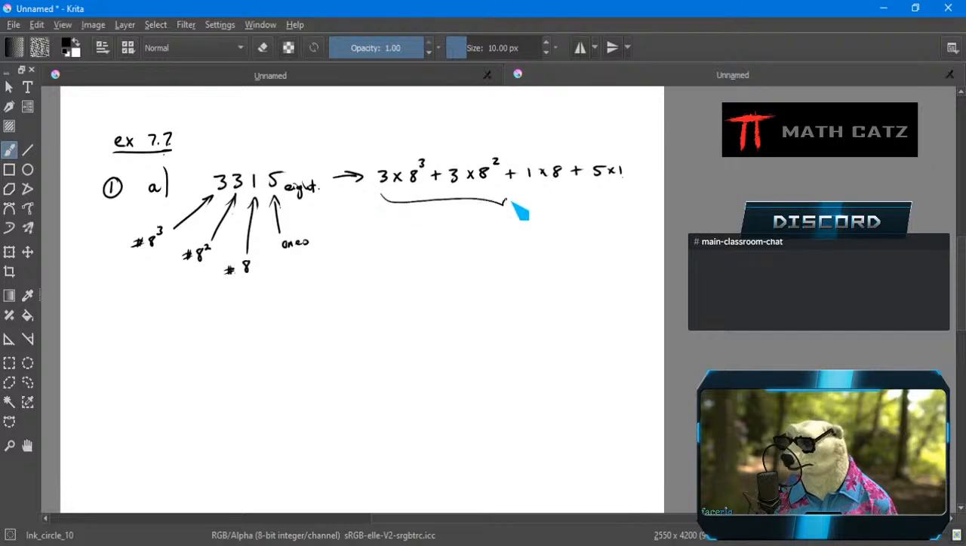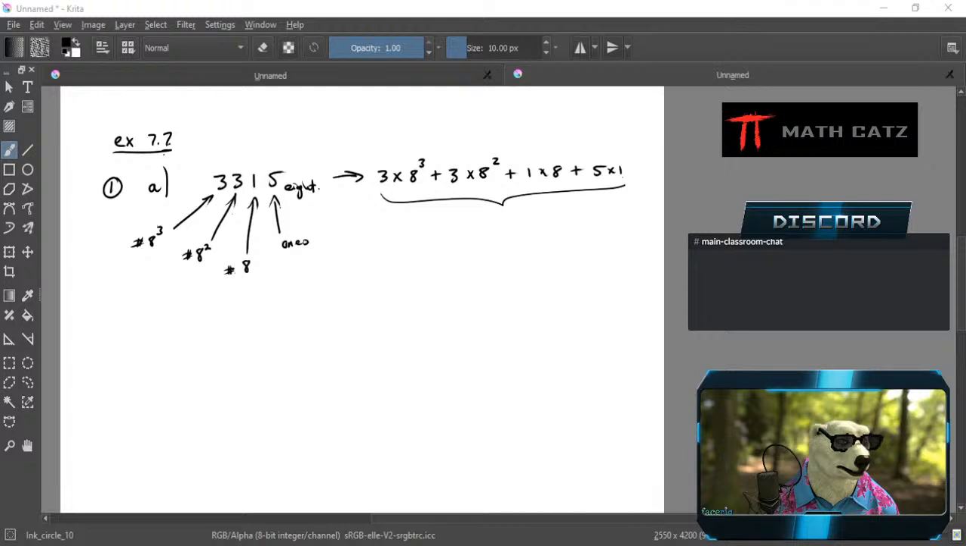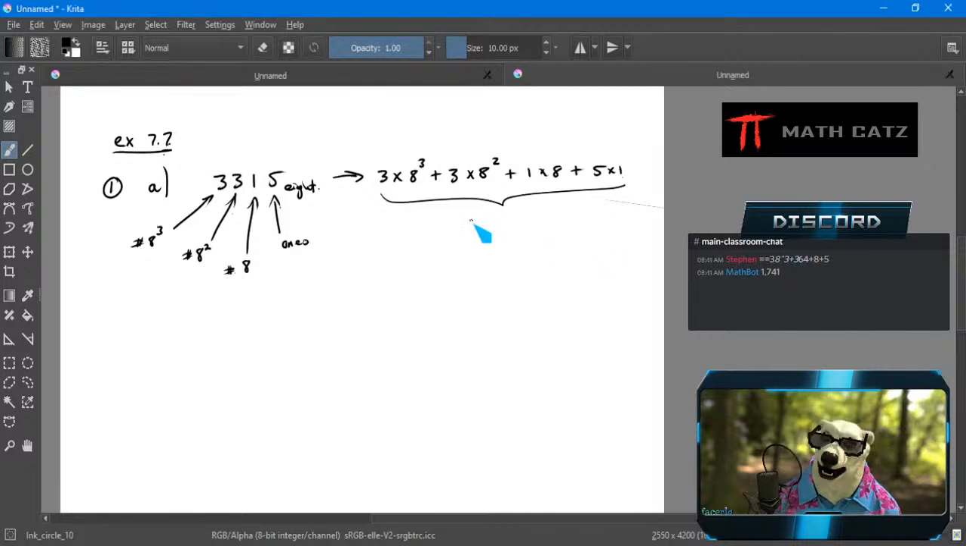5 ones. Now, these might be a little bigger, so it's perfectly fine to get a calculator and see if you get the same answer as I do. So let's see here. 3 times 8 to the power of 3, which I may or may not know. 3 times 8 squared, I know that's 64, plus 1 times 8 is just 8, plus 5 times 1 is just 5. What do we get? We get 1,741. Put a comma there if you like it.